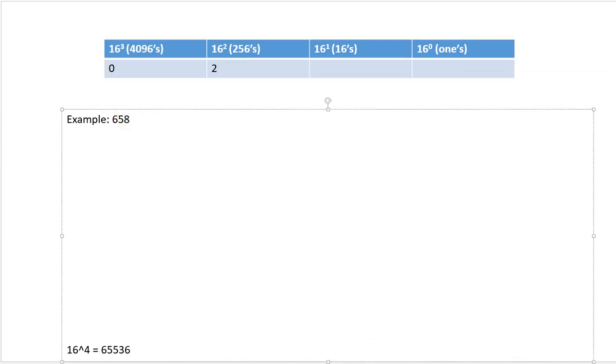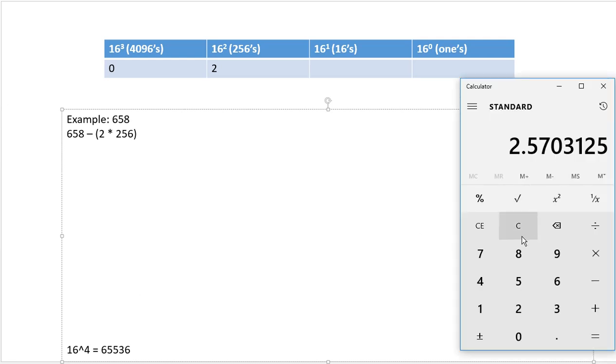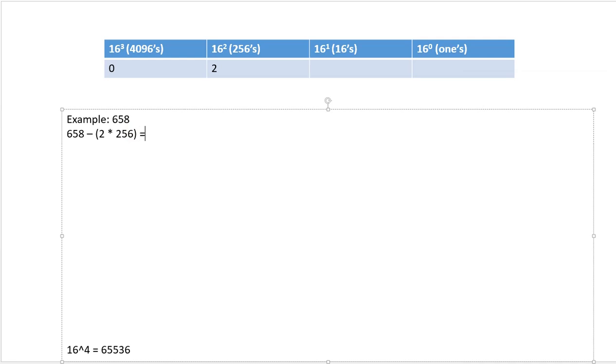So now we need to do 658 minus 2 times 16. Sorry, not 16, 2 times 256, because it's 16 squared. And you see here, if we go 658 minus 2 times 256, then we end up with 146, and that is the next number we're going to start on. So we're going to ignore 658 and continue going through this.